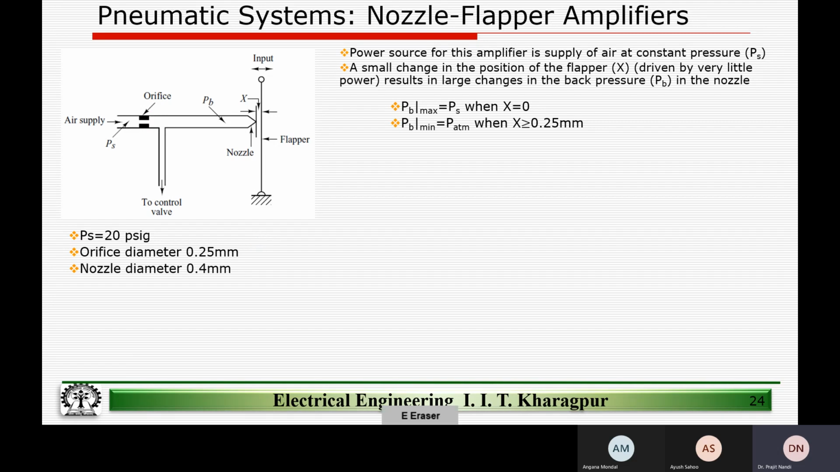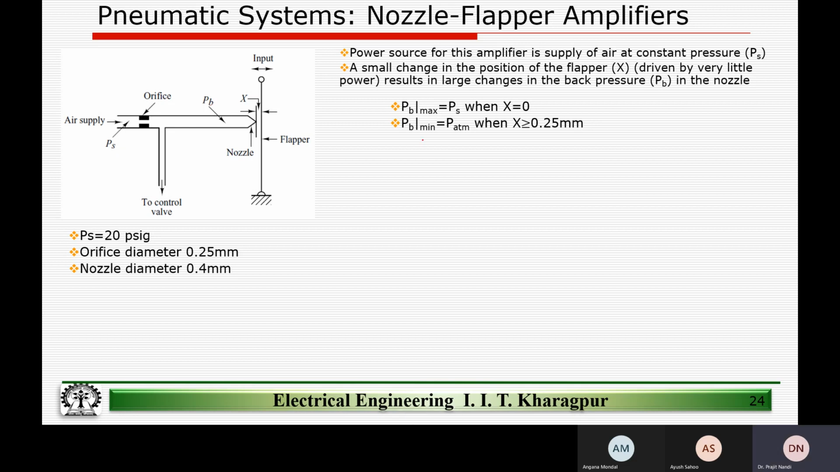So what is the maximum back pressure that this can experience? This will be equal to the supply pressure. And when will this condition happen? When X is zero, meaning the flapper completely moves and closes the nozzle, right? If the nozzle is completely closed, then eventually PB, the back pressure, will be equal to PS, right?